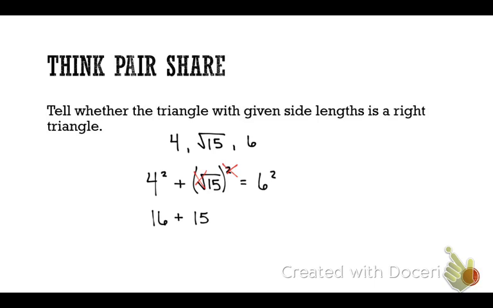Equals, what is 6 squared? 36. So now I need to add these together. If they equal 36, it's a right triangle. What's 16 plus 15? 31. Does not equal 36, so your answer is no.